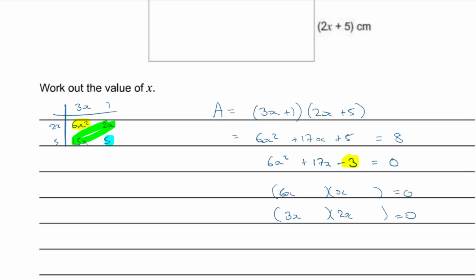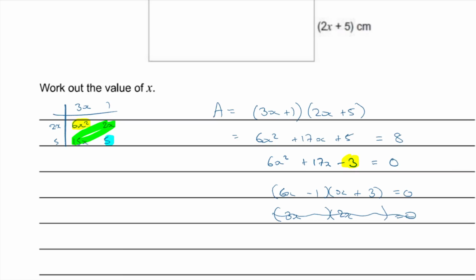I think I've seen it already. If I put the 3 in this one here, I'll get 6x times 3, which gives me 18x, and if I put a minus 1 there, that 18x take away that 1 would be 17x, so it works that way around. Okay, so I won't need that one. So it's 6x minus 1, x plus 3 is equal to 0.